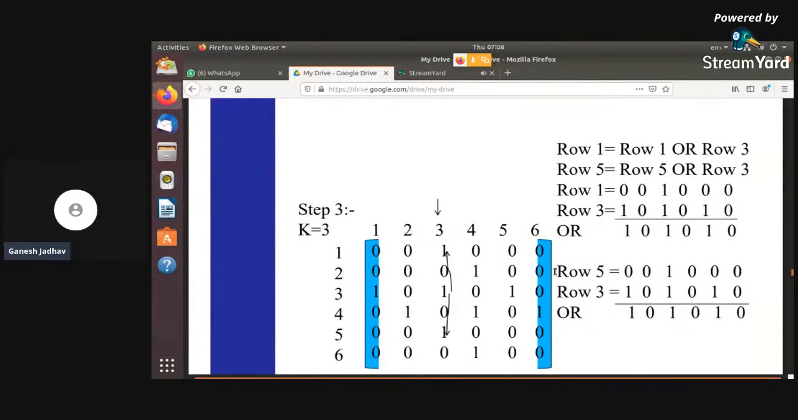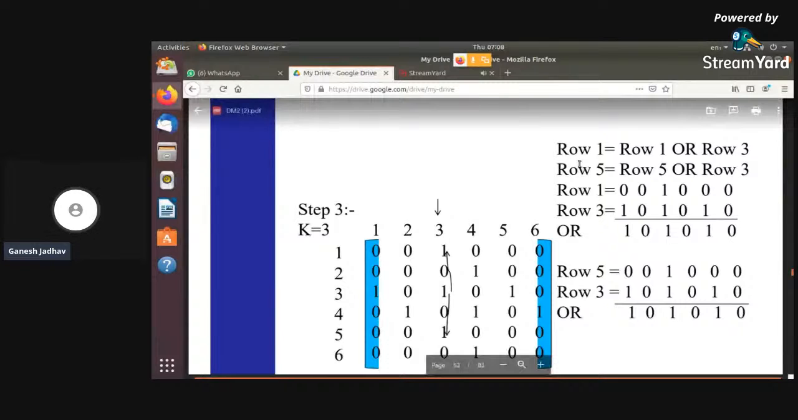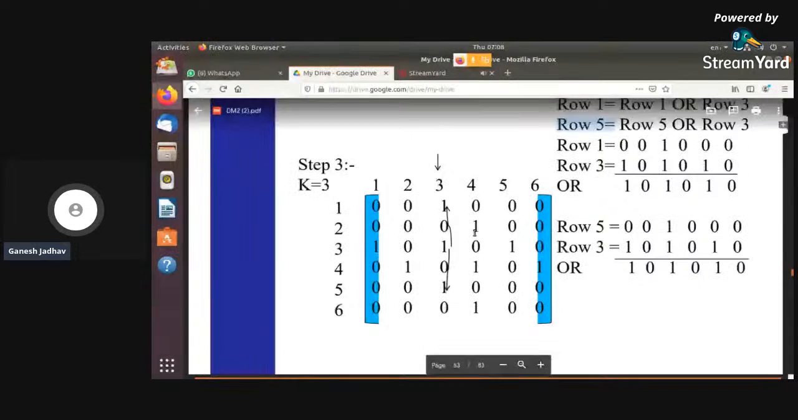Then another operation between row 5 and row 3, because here is the modification in row 5. So row 5 or row 3. Row 5 is 0 0 1 0 0 0, 0 0 1 0 0 0. And row 3, what is your row 3? 1 0 1 0 1 0. Okay, this is your row 3.